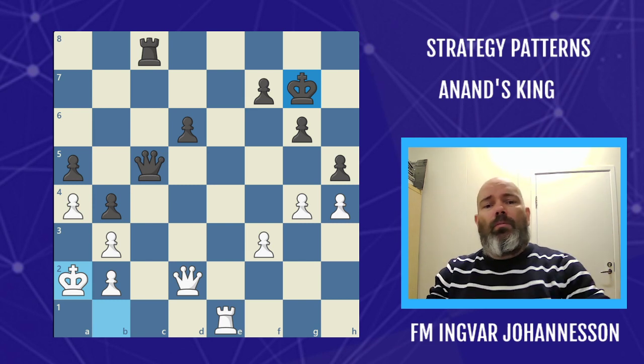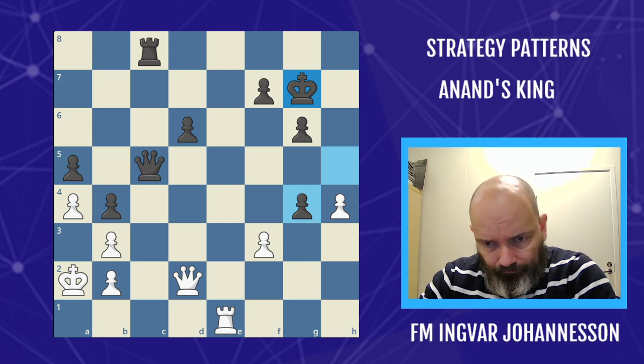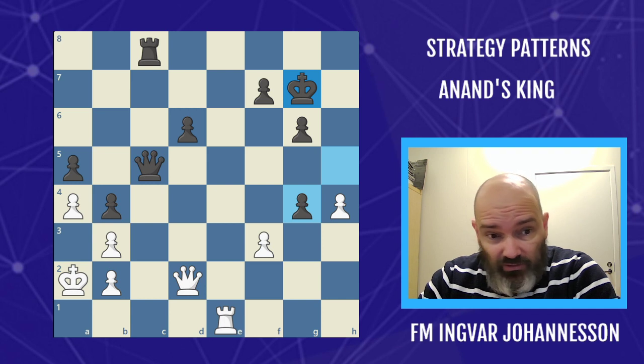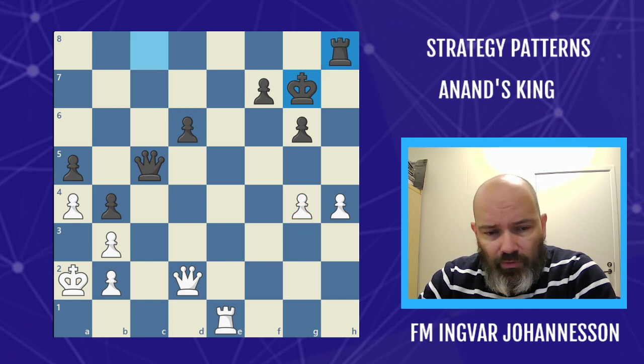Now let's see how the game progressed. Tiviakov took on g4, but it's hard to suggest, actually in what follows, it's hard to suggest improvements for black, so perhaps this might be just a lost position. He went for counterplay with rook to h8. We had queen f4.